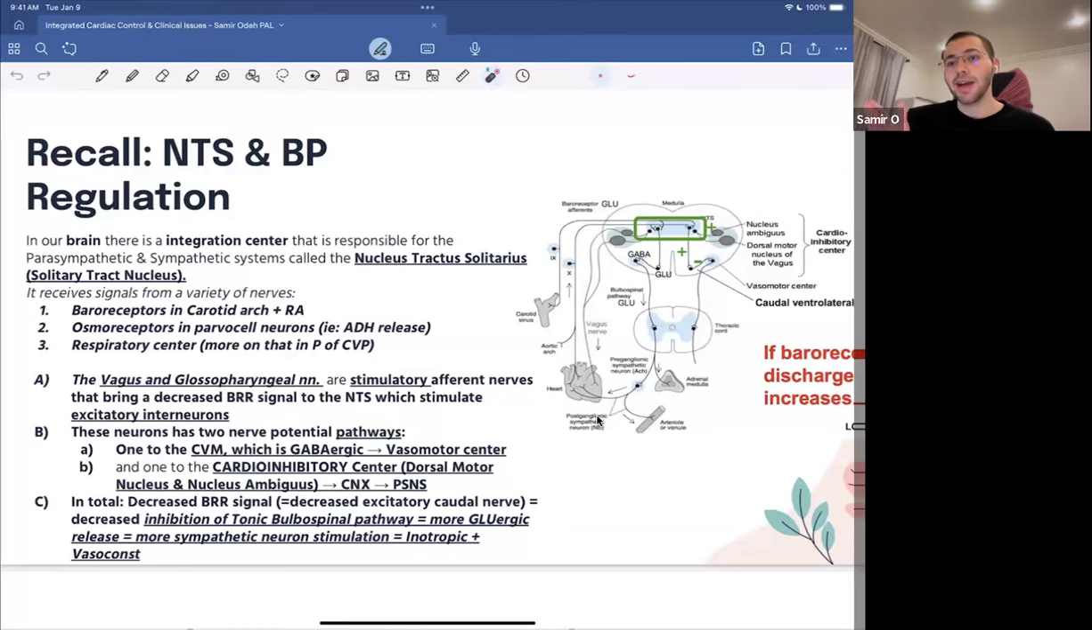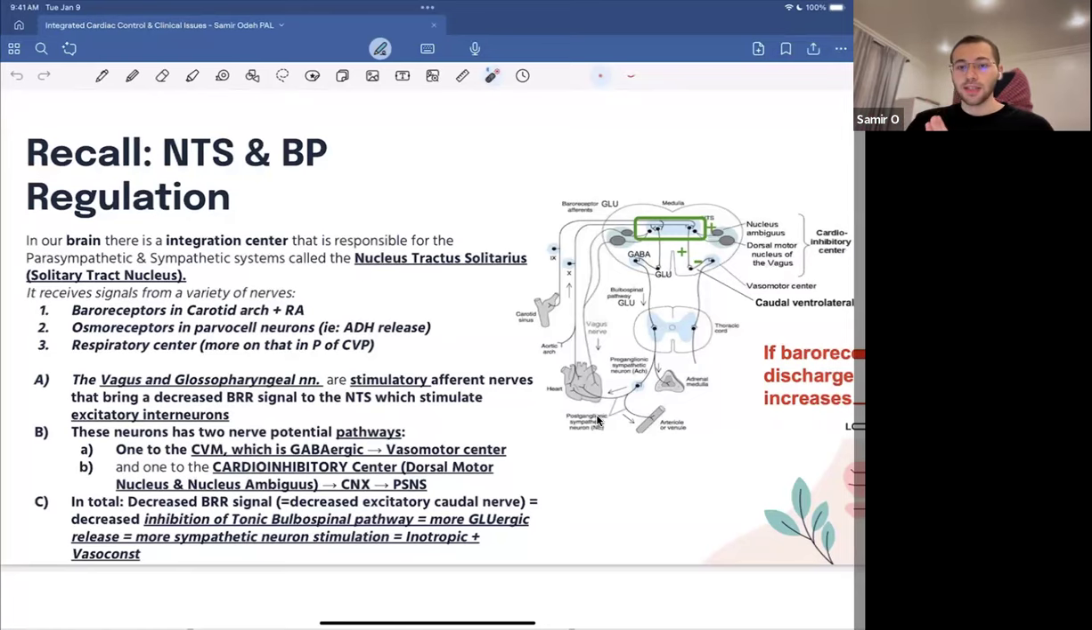Baroreceptors are tonically active, which means the signal is always a positive signal. Now, what does a positive signal versus a negative signal mean? Positive signals are excitatory, which means the neurotransmitting chemical is glutamate. A negative signal means the signal inhibits whatever comes after it. That means the neurotransmitter, in this case, is GABA.